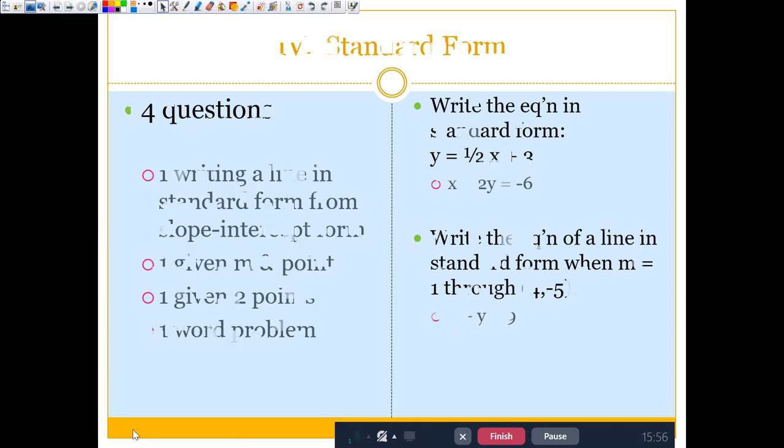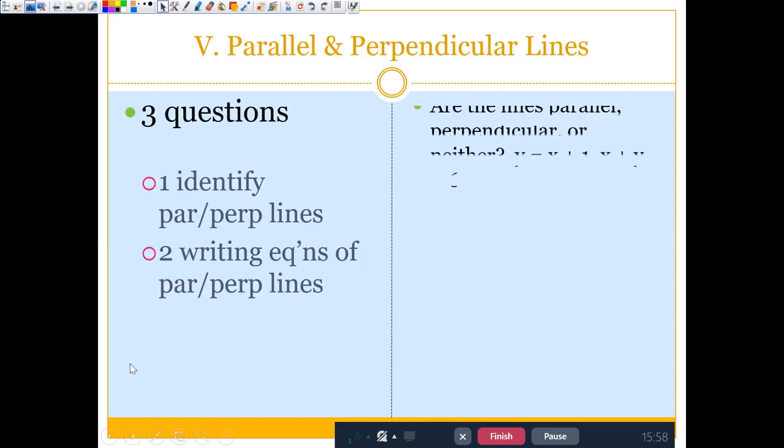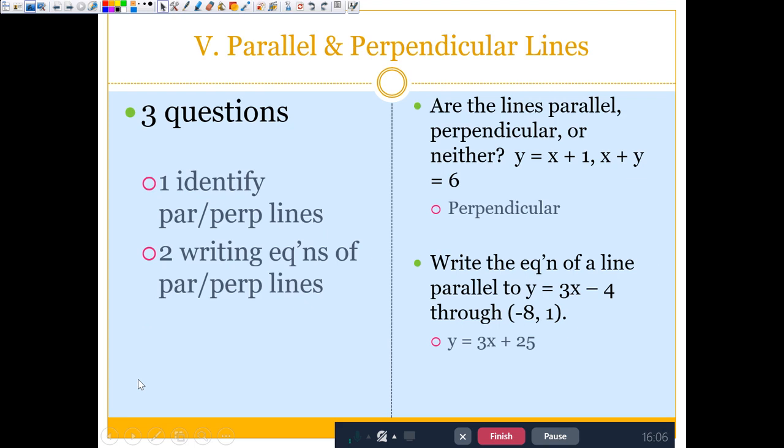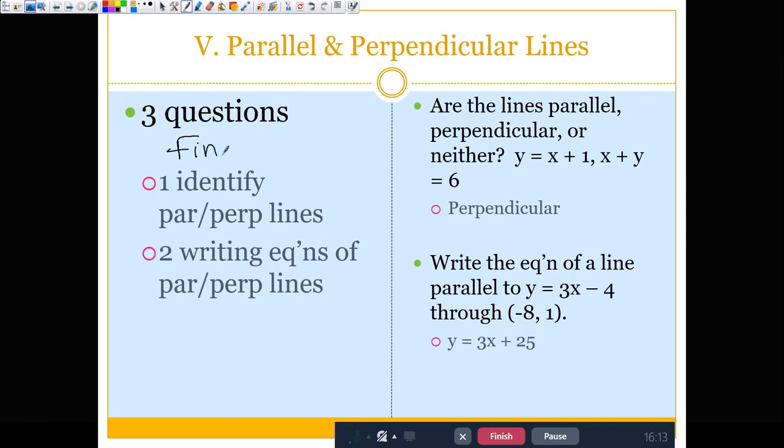Then there's going to be 3 questions on parallel and perpendicular lines. So in order to have a parallel or perpendicular line, the thing you need to identify or find first is the slope. Find m. Because if they are parallel, the slopes are the same. If they are perpendicular, the slopes are the opposite sign and the reciprocal. So there's going to be one question which you just have to identify if they are parallel, perpendicular, or neither.